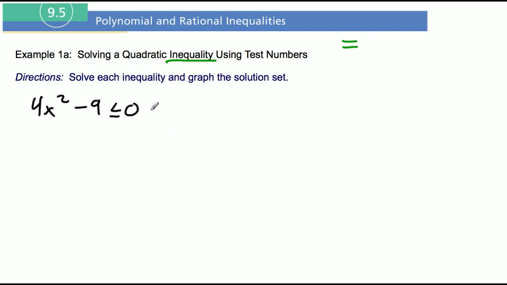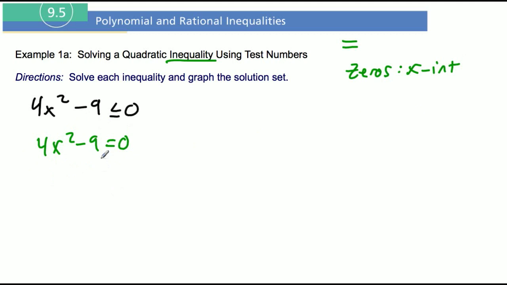The first thing that we want to do here is set this actually equal to 0. So 4x squared minus 9 equals 0. And what we want to do is find the zeros of our quadratic. The zeros are the same thing as saying the x-intercepts. So really we want to find the x-intercepts of this quadratic.